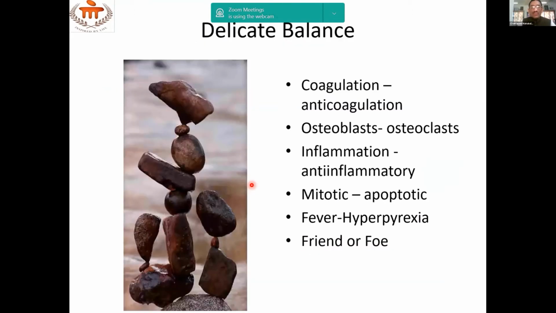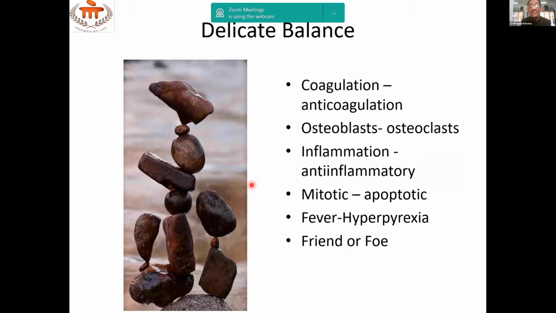In biological systems, everything is in a delicate balance. We have the balance between coagulation and anticoagulation. We have a balance between osteoblasts and osteoclasts. There's a very delicate balance between inflammation and anti-inflammation. There is also a delicate balance between mitotic and apoptotic changes.